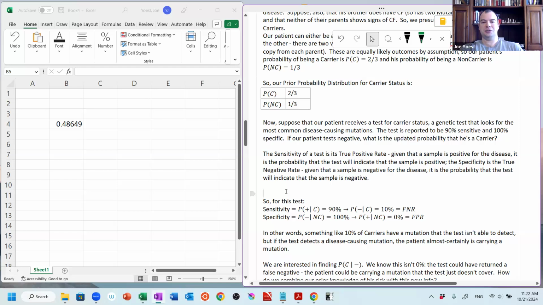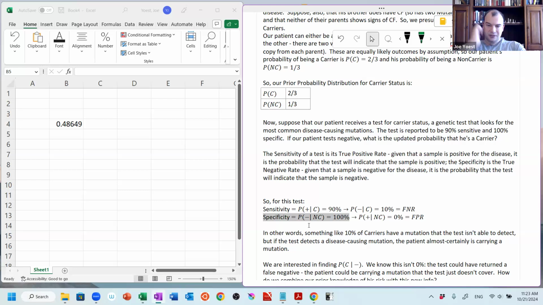So my sensitivity, the true positive rate, is the probability the test results in a positive, the test indicates disease, given that the patient actually has the disease, given the patient's actually a carrier. And that is 90%. The specificity, the true negative rate, is, given that the patient's actually not a carrier, they actually don't have the disease, the test comes back negative, indicating that they don't have the disease, indicating they are not a carrier. So sensitivity and specificity are numbers that we want to be high for a test. The better test is going to have higher numbers for sensitivity and specificity.